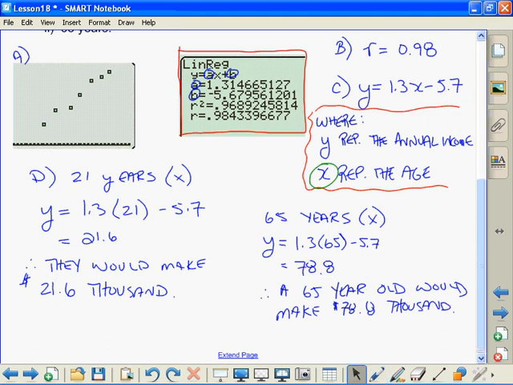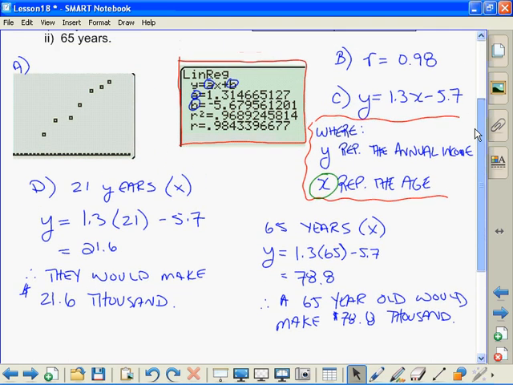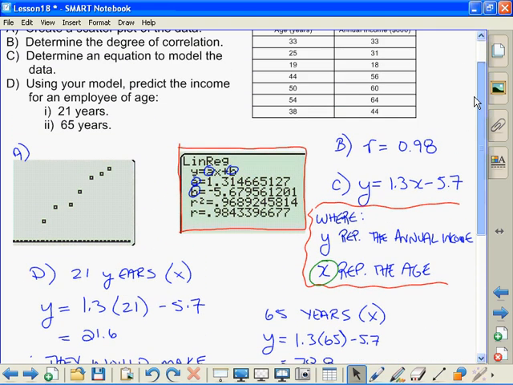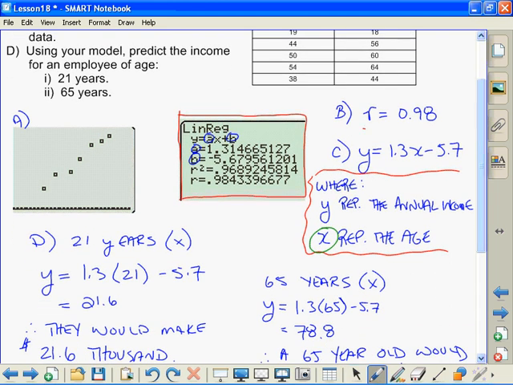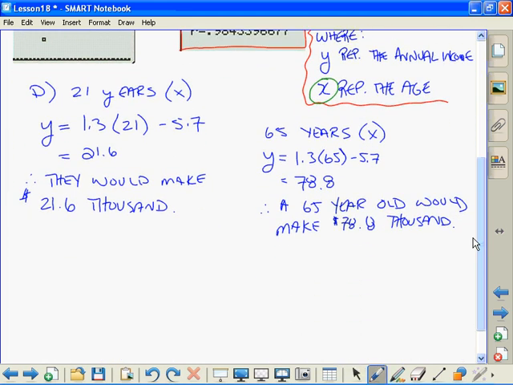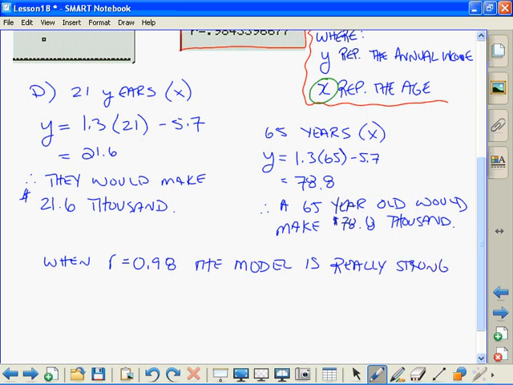Now, the one thing I don't like about the homework, and I don't like about this question, the questions I do here model the questions from the homework, so you have an idea what to expect. B part and C part, I like you to talk about how good is this model. So up here we see that the correlation coefficient is 0.98. As something to keep in the back of your mind, when r equals 0.98, the model is really strong.